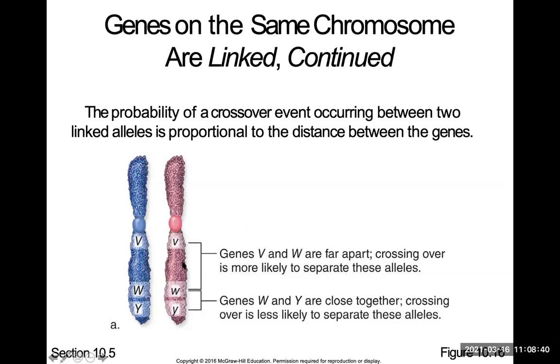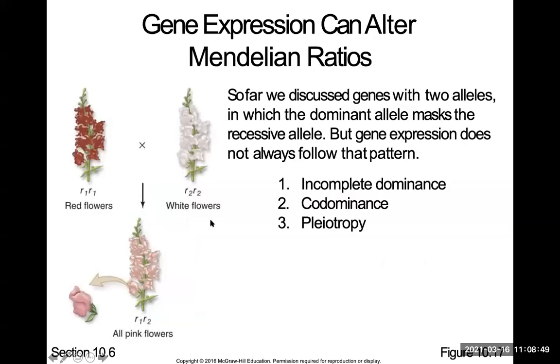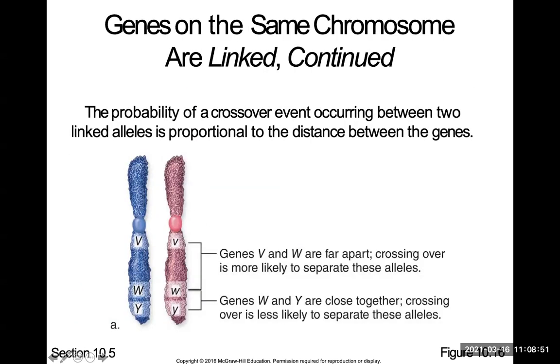So this does not follow the rules for Mendelian genetics. It doesn't follow the rules for independent assortment because you have more than one gene on the chromosome. Any questions on that? No?